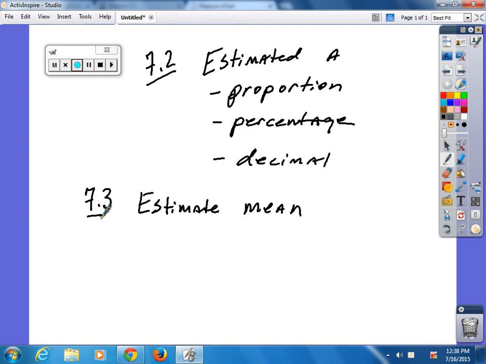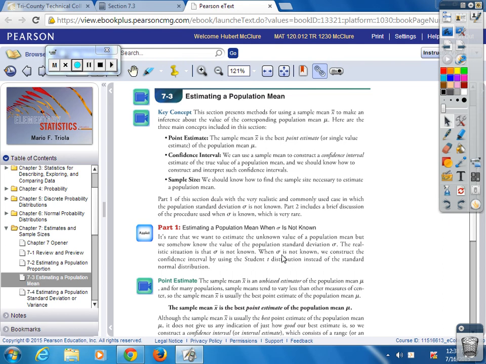Now, in order to estimate the mean, you're going to have a formula. And that's what we're fixing to look at now. Like I say, it's not very difficult. Also, make a note, the sample mean is the best point estimate of the population mean. Okay? You need to write that down.